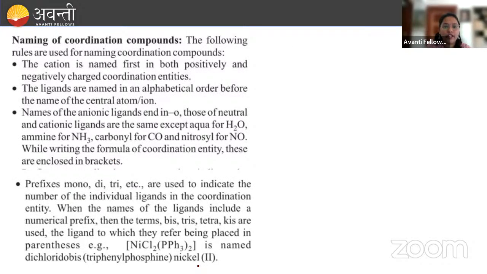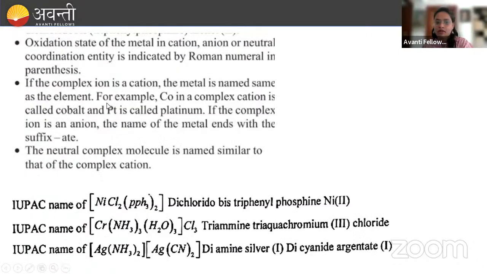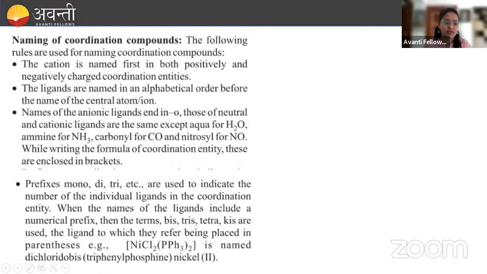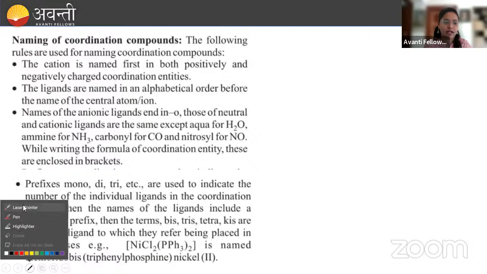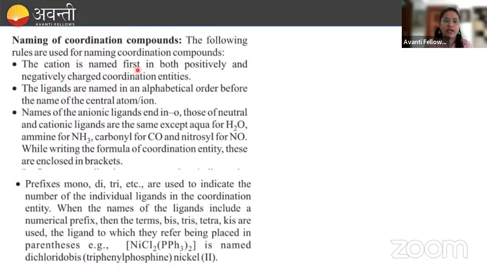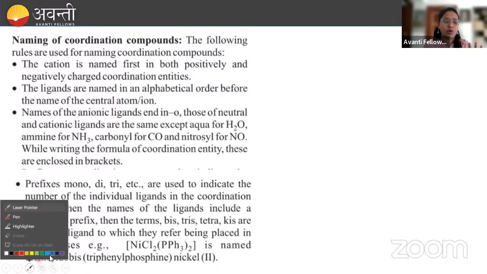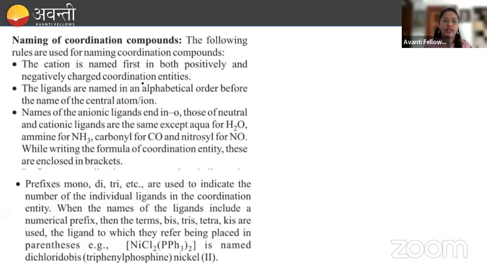Next, naming of coordination compounds. So this is very, very important. One question is mostly asked on this concept. How are you going to name a given coordination compound? So the following rules are used for naming the coordination compounds. The cation is always named first. Whatever is the cation present, you should name it first, in both positively and negatively charged coordination entities, whether it is positive or negative.